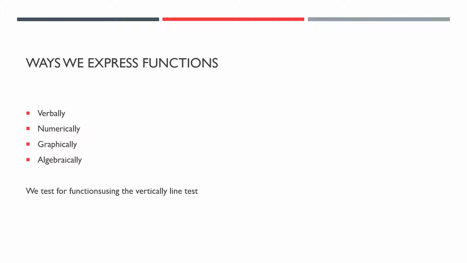We could also express a function algebraically, and this is the way you have seen it the most. Things like y equals 2x or f of x is x squared. Those are things that you are used to seeing. But I want to show you, when we come to a graph, the vertical line test. Okay, the vertical line test.